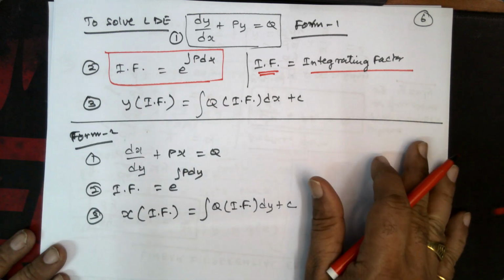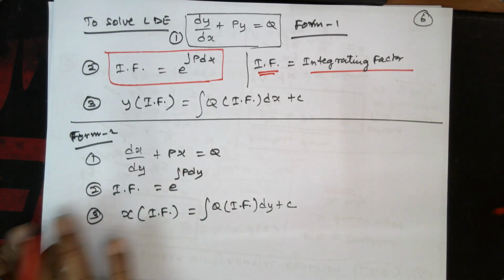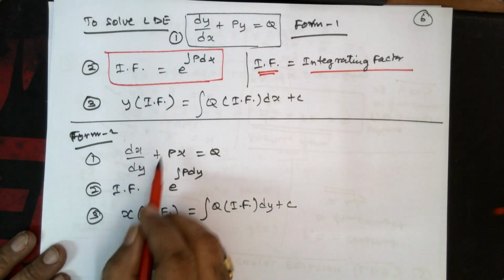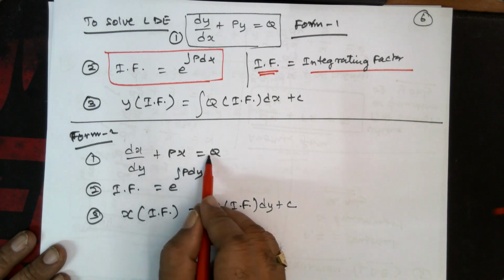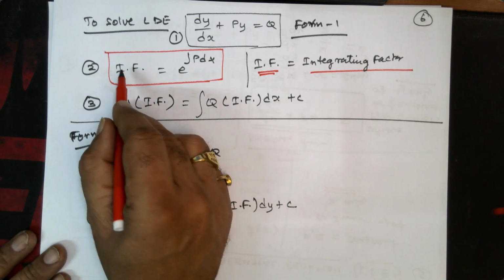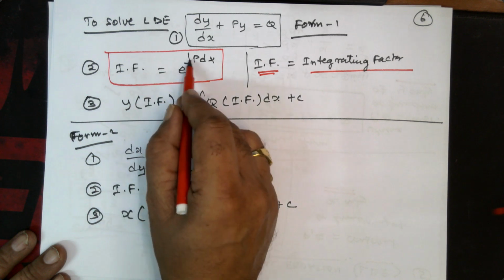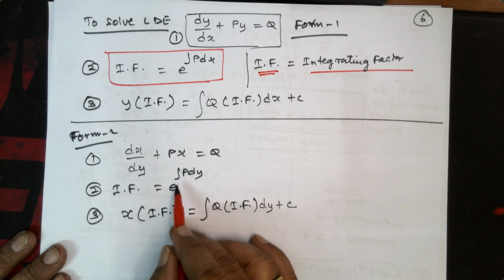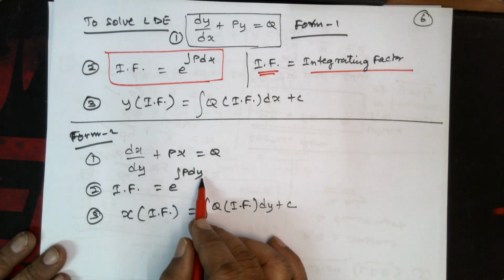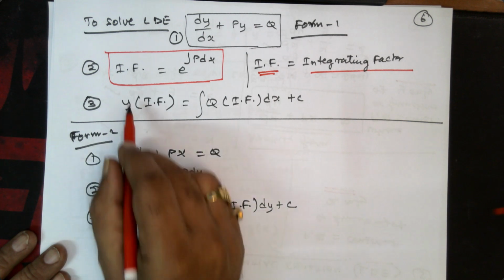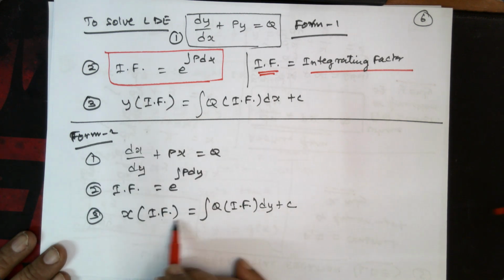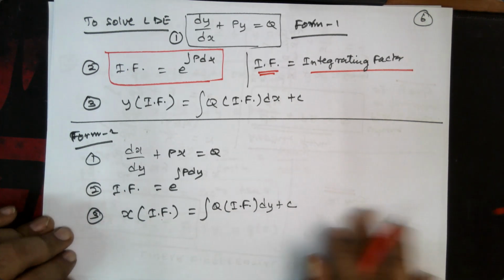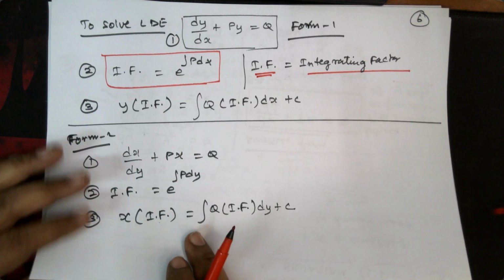Then we can proceed. And let us talk about form 2, that is dx by dy, is it not? So we have dx by dy plus px is equal to q. In that case, instead of the integrating factor e power integral p dx, you have to put e power integral p dy. Okay, and you can proceed like this. Instead of y, you put x into the integrating factor, which is equal to integral q into IF dy plus c. So this is the way you have to solve these equations.